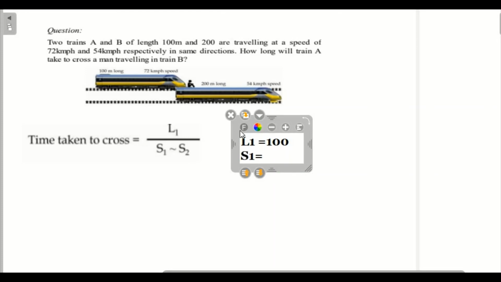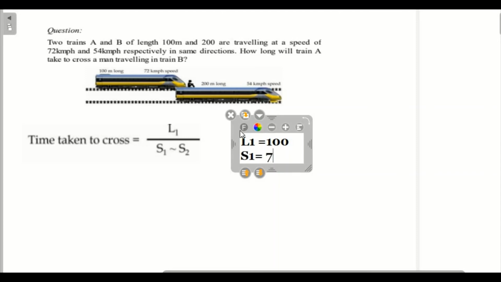So S1 equal to... For this sum we have to calculate the length separately. We don't want to calculate it added. We have to calculate it separately, and it's easier for you to calculate.